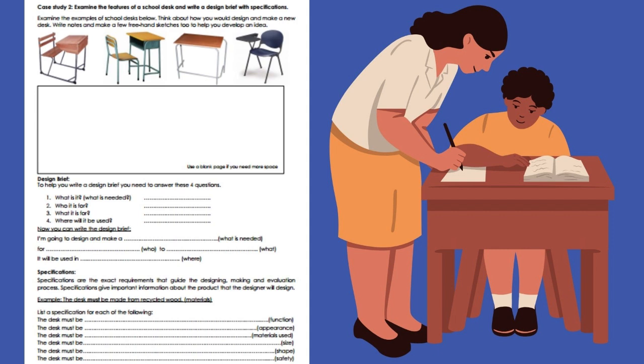Example: the desk must be made from recycled wood. Materials. List a specification for each of the following. The desk must be... Function. The desk must be... Appearance. The desk must be... Materials used. The desk must be... Size. The desk must be... Shape. The desk must be... Safety.